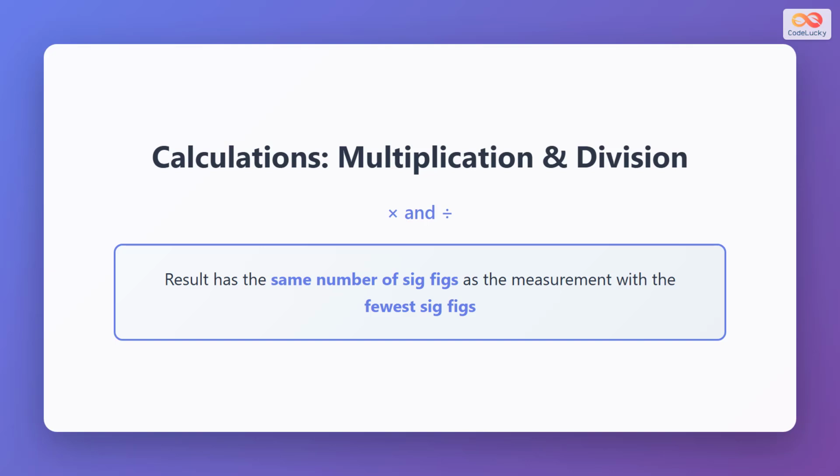When multiplying or dividing measurements, the result should have the same number of significant figures as the measurement with the fewest significant figures. This rule ensures our answer doesn't claim more precision than our least precise measurement. For multiplication and division operations, count the significant figures in each number, find the smallest count, and round your final answer to that many significant figures.